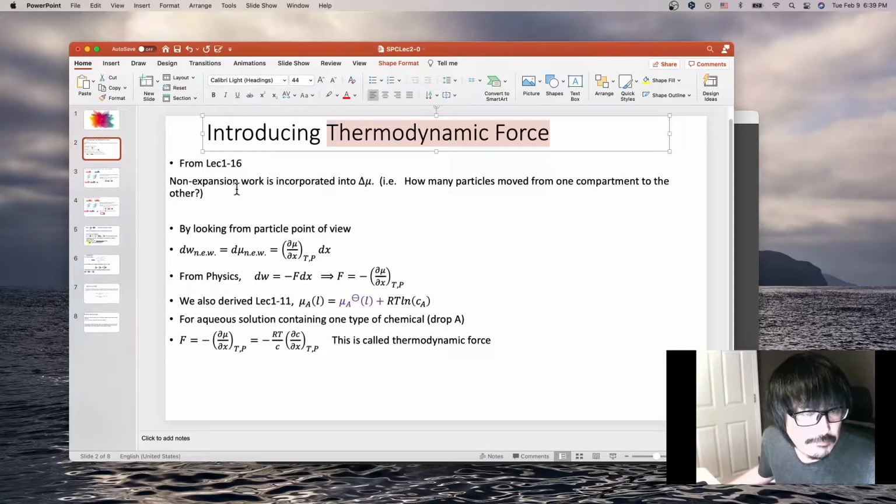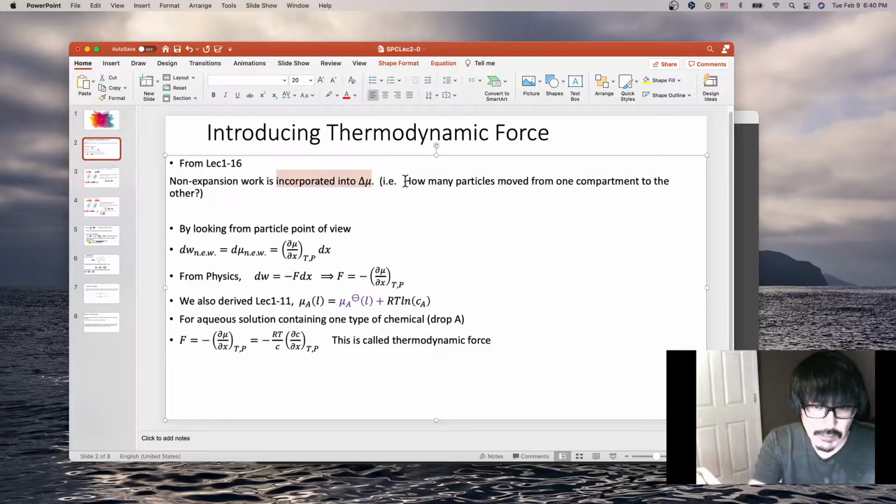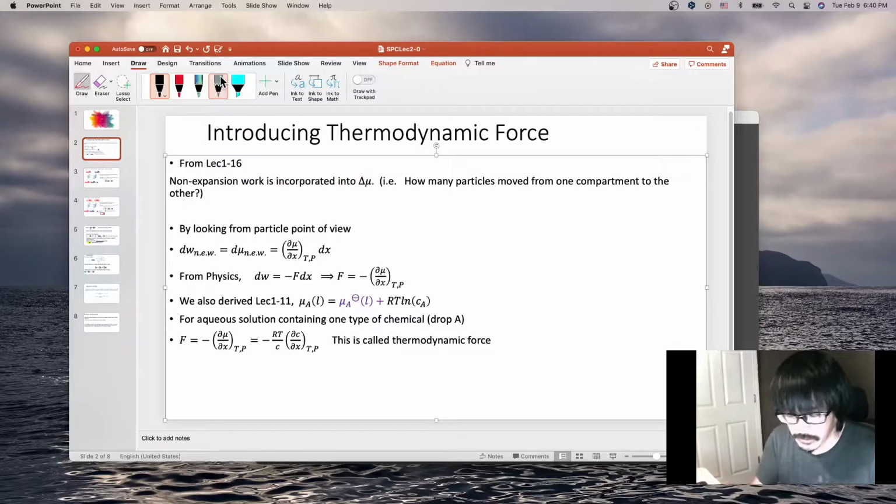Previously, probably in lecture 1, we defined the non-expansion work, right? Which was incorporated into mu, especially when you're talking about this electrochem stuff. Then that was in there, right? For example, with the cell wall, how many particles are actually moving from one side to the other? That was the stuff that we talked about, right? That's got nothing to do with expansion work, but that was the work, right?